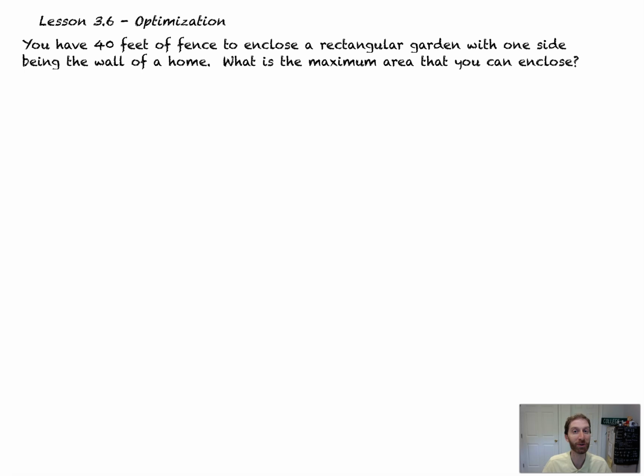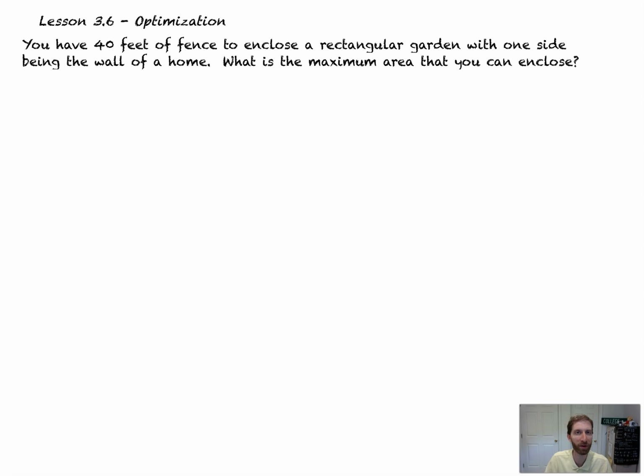Alrighty, here we go into lesson 3.6, optimization. A really brief way of describing what this is all about is you're going to be given word problems where we need to come up with some equations. And then once we do a little bit of algebraic manipulation, shuffling around, we're essentially finding an absolute maximum or an absolute minimum. That's it. So it's kind of a little bit of review and a little bit of new stuff all wrapped into one.